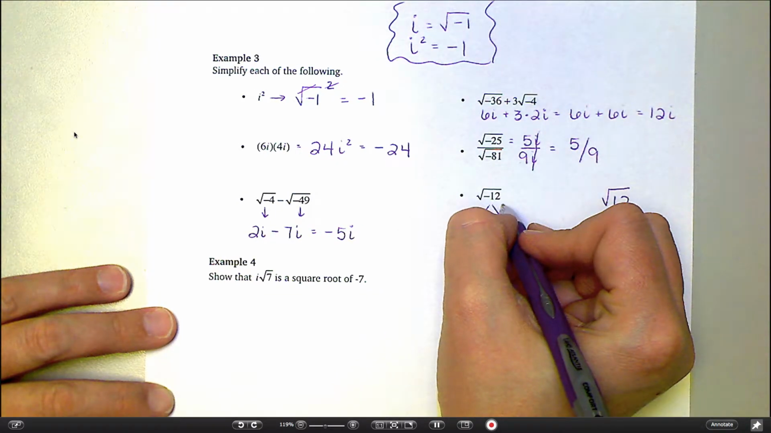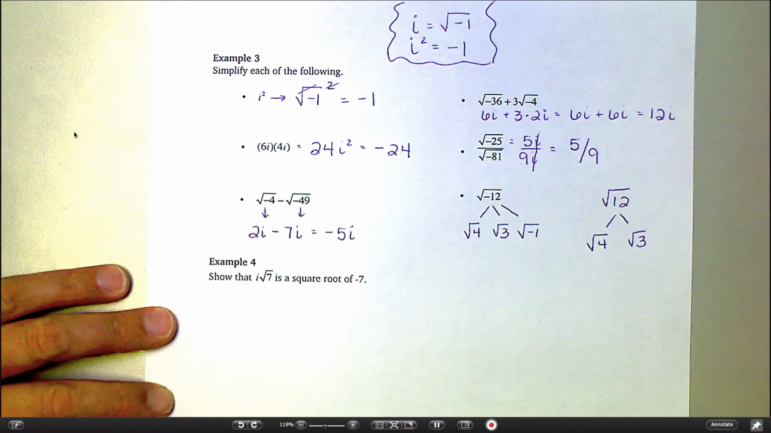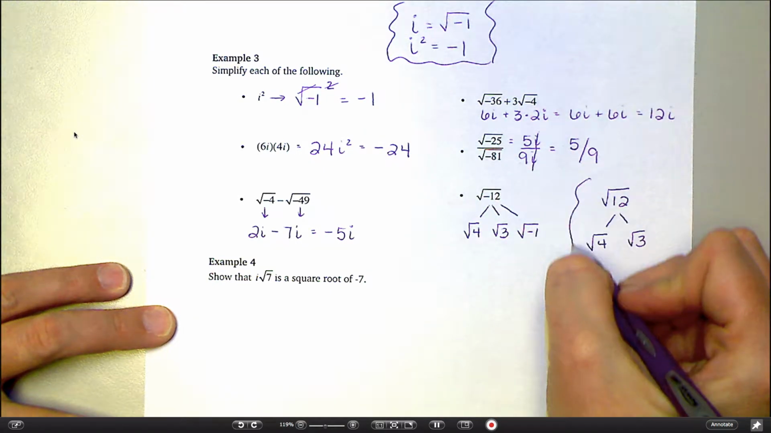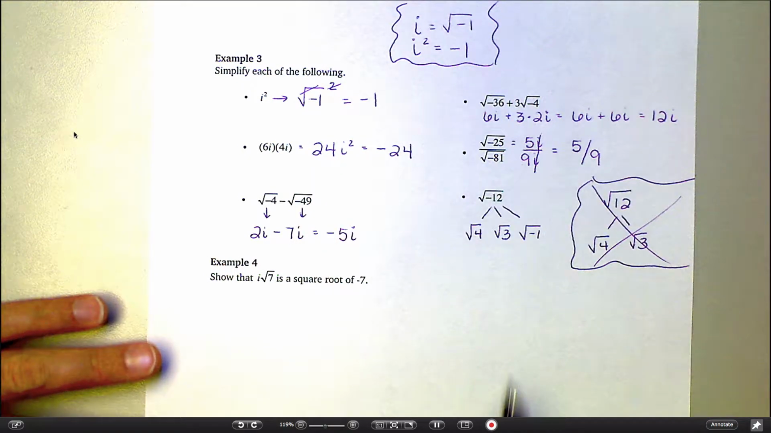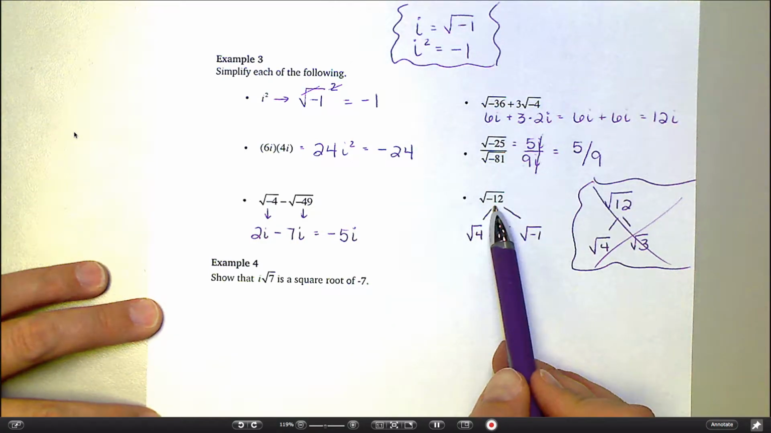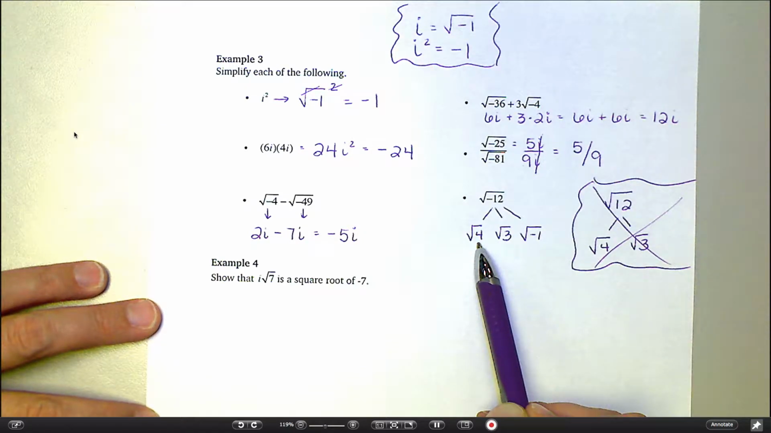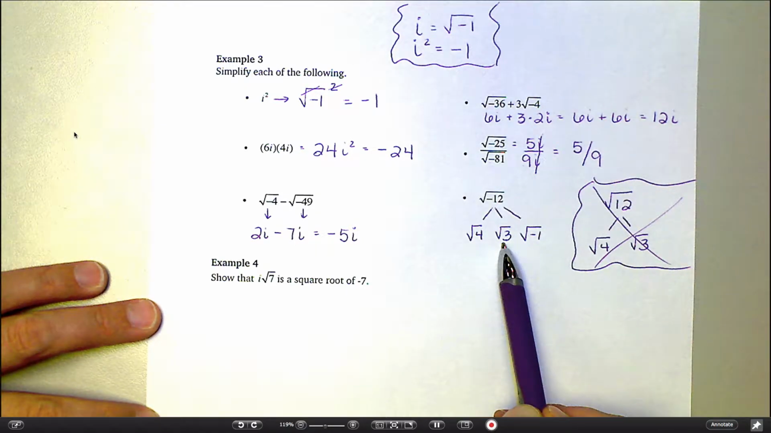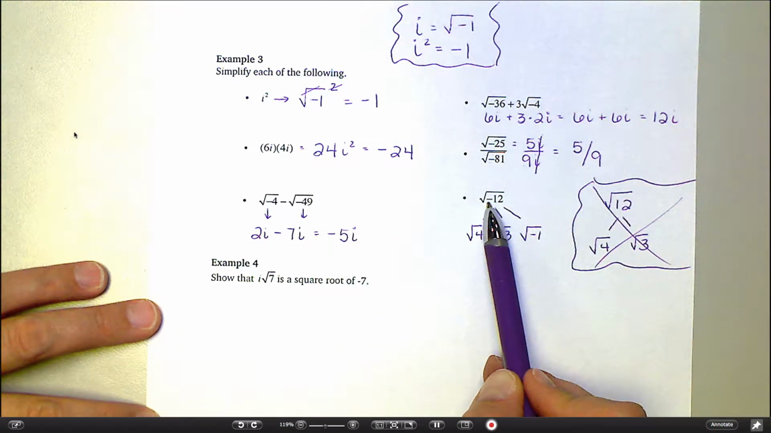But then what I want to remember is because it's negative, I also have a square root of negative 1 tacked on there. Okay, so this is just reminding you from yesterday. If you think about it this way, I'm breaking it down where one of the numbers is a perfect square, just like we did in class yesterday. One of the numbers is not. And then this negative 1 comes from the fact that this was a negative 12.